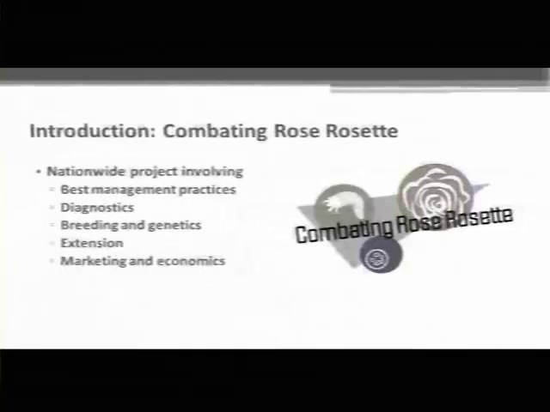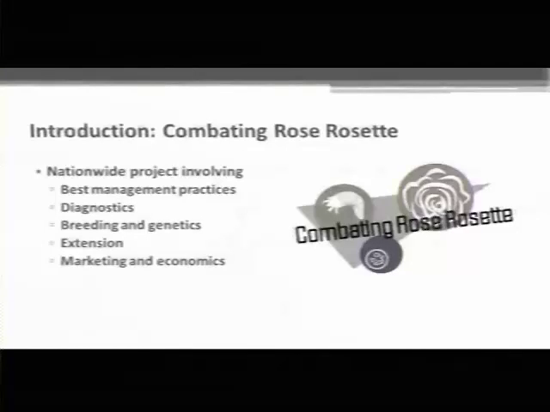Best management practices, where we're trying to figure out the best control methods for the disease. Diagnostics, they're trying to come up with a reliable field test that you can do on the spot to see if the virus is even in the plant before it's showing symptoms. Breeding and genetics, which is where I am. Extension, getting the word out there, especially to landscape companies who will sometimes plant roses, they get infected, and then no one really does anything, and they just serve as another virus reservoir. And then marketing and economics.